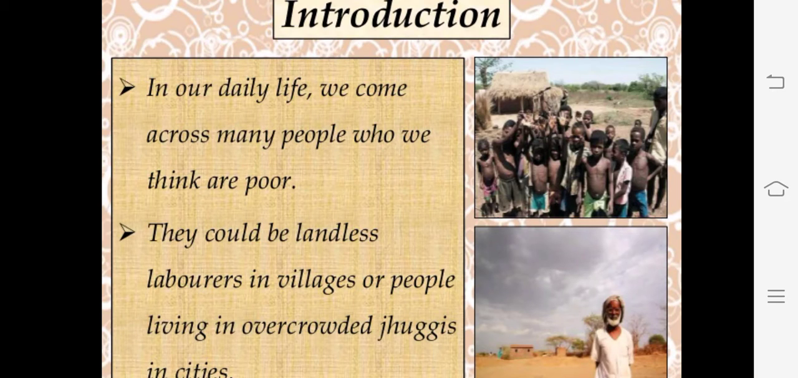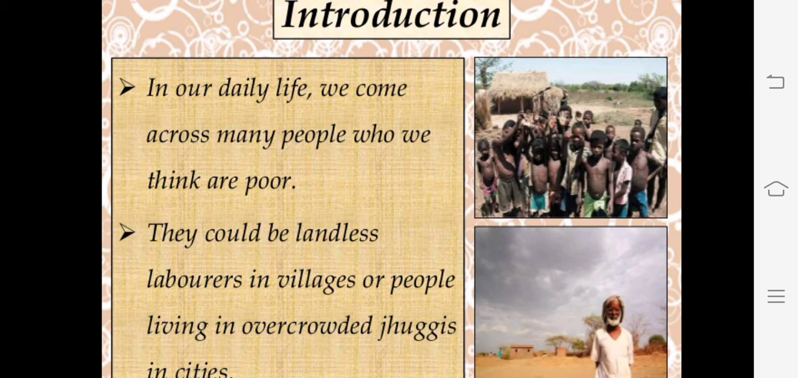Good morning, students. Today we are going to study chapter number 3, poverty as a challenge in economics. First, we will see how poverty is being faced as a challenge. We all know the meaning of poverty, right?